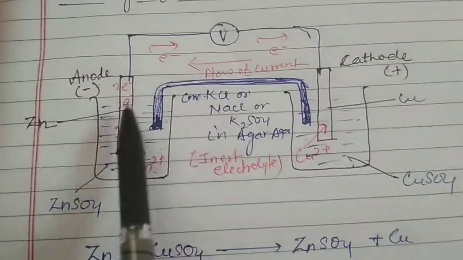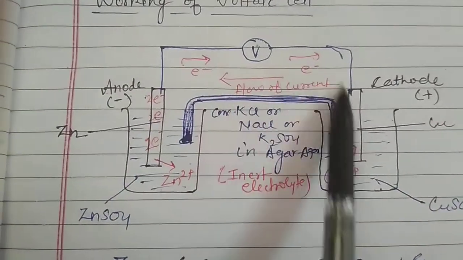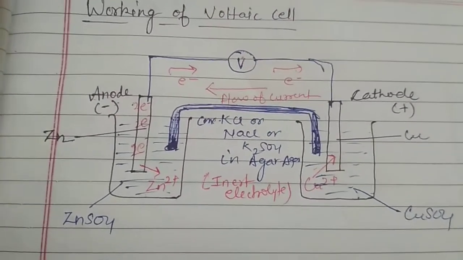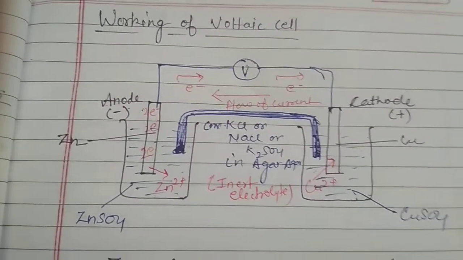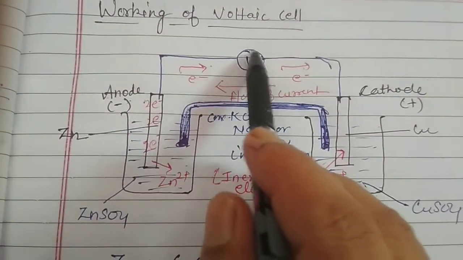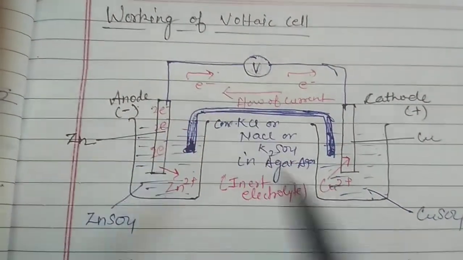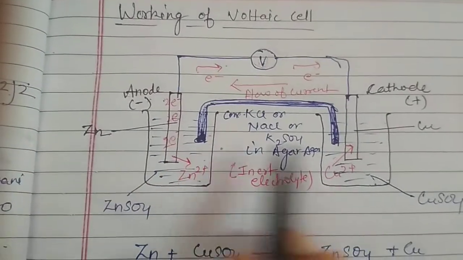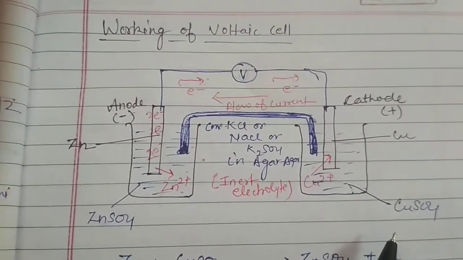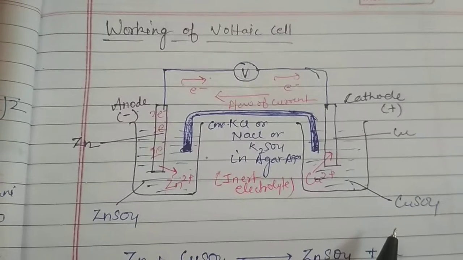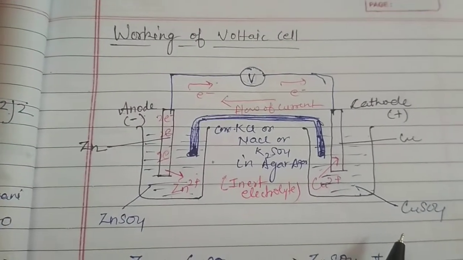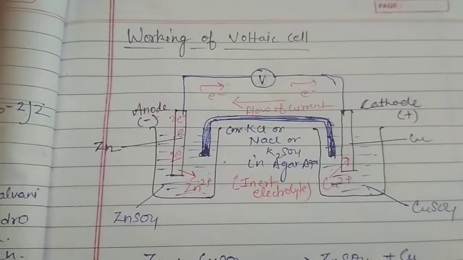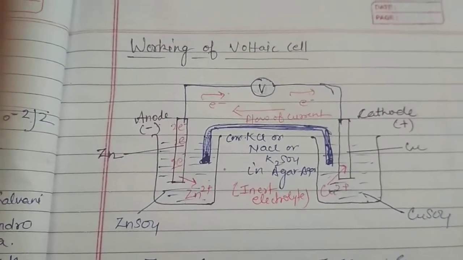And now it is being connected through a wire by a voltmeter. Now let's see what will happen if we are taking this apparatus only, or in place of the voltmeter we have taken a bulb. We will see whether electricity would be produced or not by this chemical change, means chemical energy is being converted into electrical energy, and whether the bulb will glow or not. Rest we have not taken. Now let's see the working of this cell. What will happen?